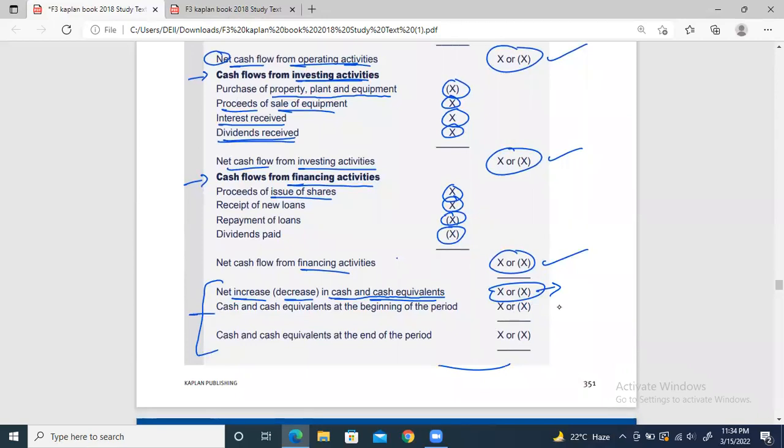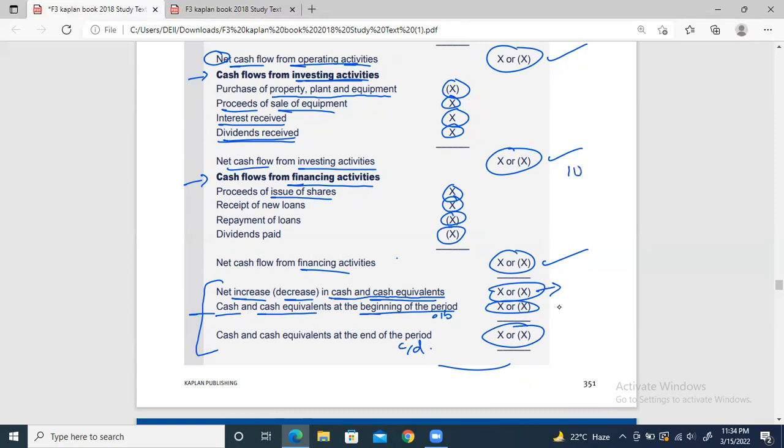Now, the opening and closing balance comes in here. To this net increase or decrease, which is the movement, we add cash and cash equivalents at the beginning of period. We write the opening balance here, what we had at the start. After that, we get the closing balance, because when we add the movement to the opening balance, we get the closing balance.